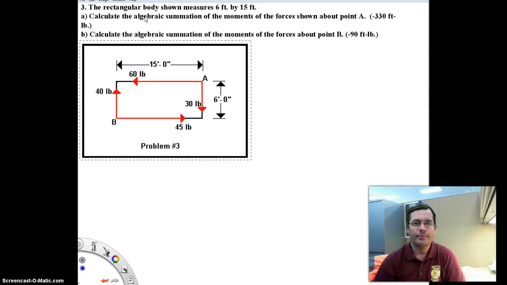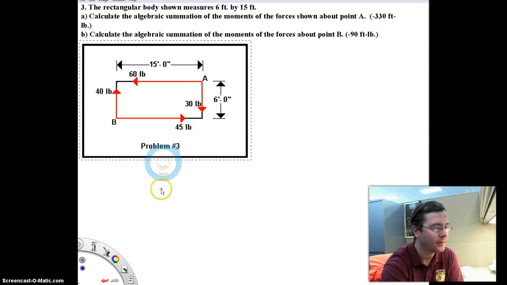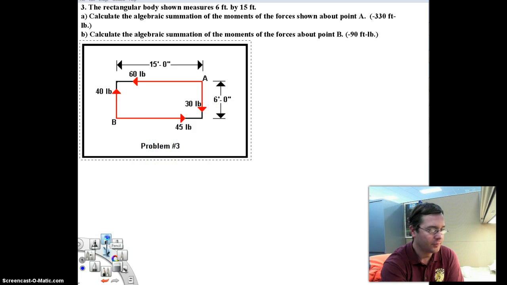Week 4, Problem 3. The first part of this problem asks for the algebraic summation of the moments of the forces shown about point A. That's just basically saying add up the moments created by these forces about point A. When we talk about being about the point, that means that that point is the pivot.